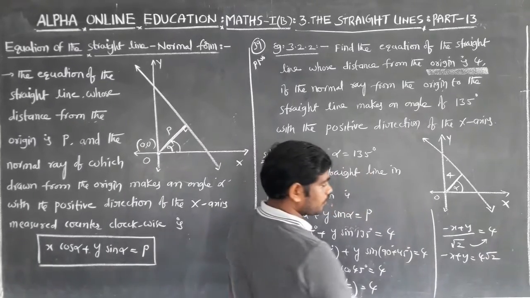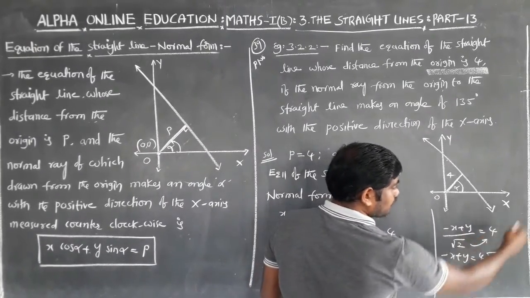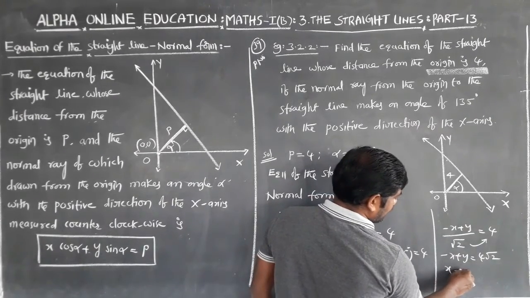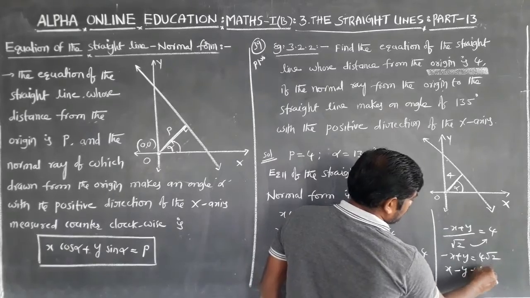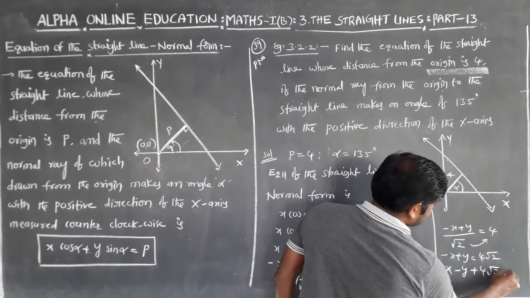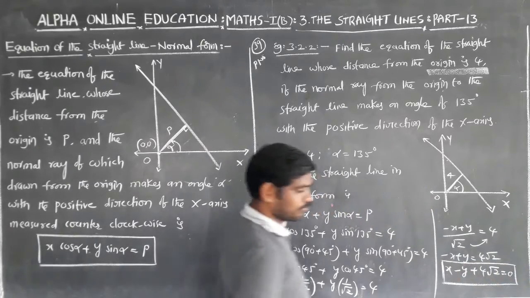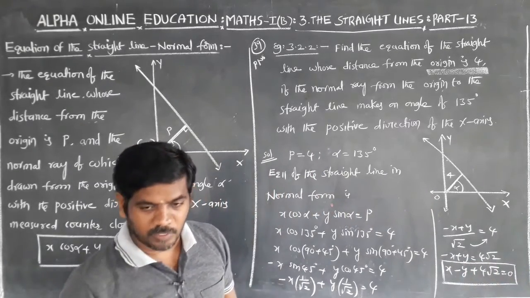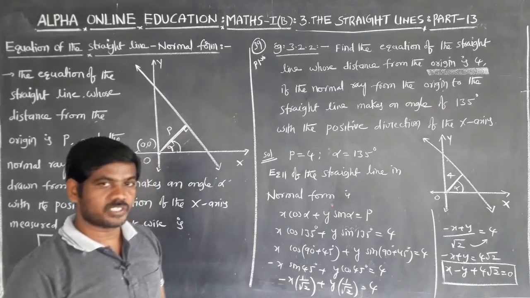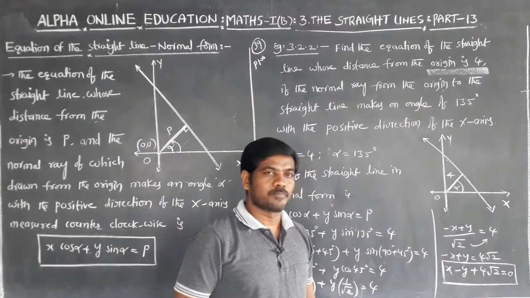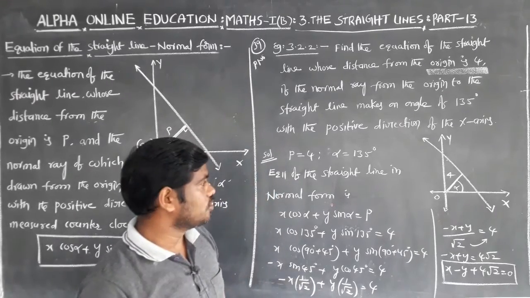4 root 2, taking minus x plus y to the right side: minus x becomes plus x, minus y becomes plus y, plus 4 root 2 is equal to 0. This is the equation of the straight line in normal form. The equation of the straight line in normal form is x minus y plus 4 root 2 is equal to 0.